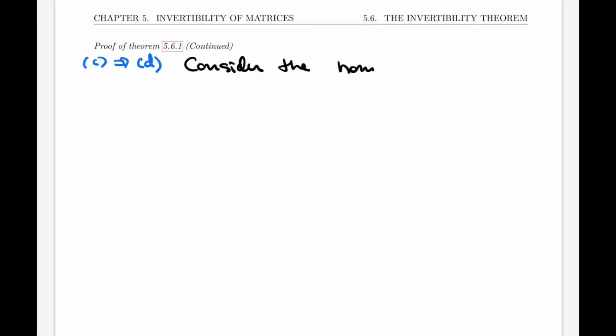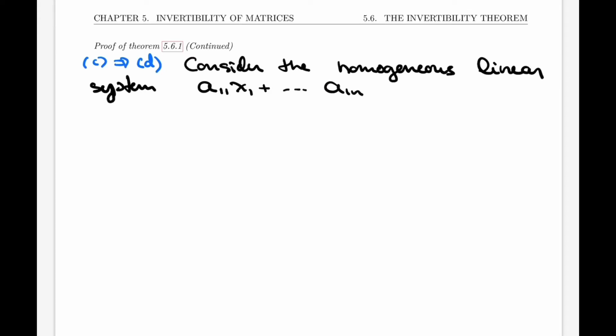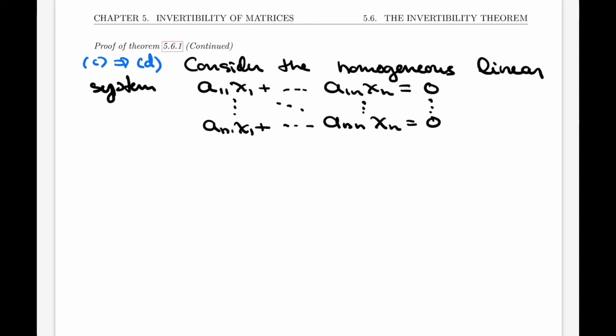Consider the homogeneous linear system. Well, generic, but with n equations and n variables. So we'll write it like this: a11 x1, through a1n xn equals 0. And I'll write the last equation, an1 x1, all the way to ann xn. Remember this from chapter 3. This is the way we write a generic linear system.